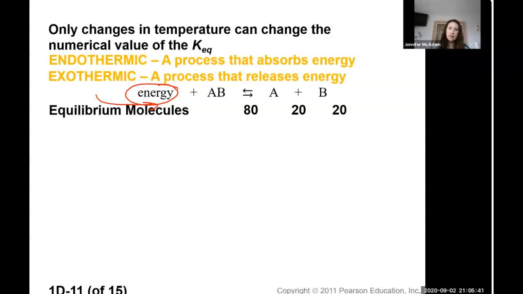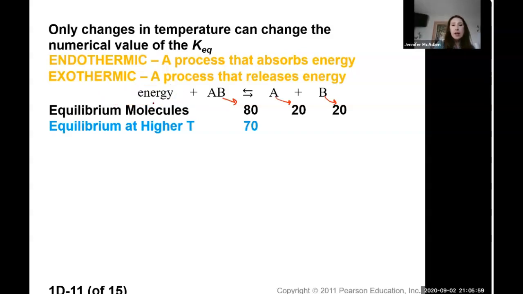It's not quite right. The 80 is supposed to be under the AB, but I just want to show you this. So equilibrium would be 80, 20, 20, and pretend every time I open my PowerPoint, this shifts. So I've kind of given up. So at a higher temperature, when you increase the temperature according to Le Chatelier's, right? If we increase the temperature, it's going to shift that way, right? Which means this will decrease.